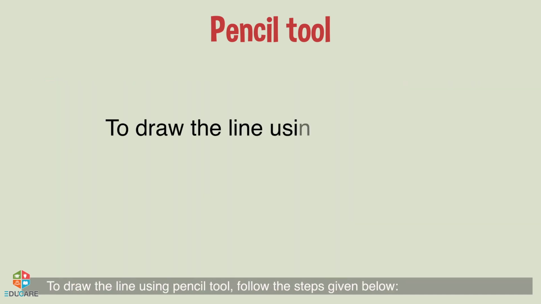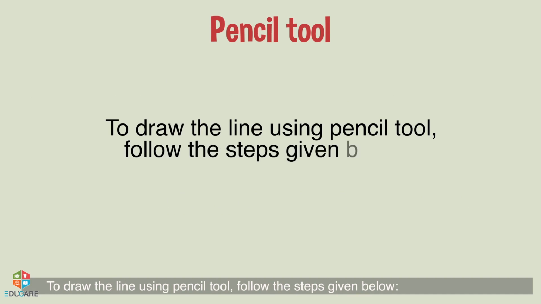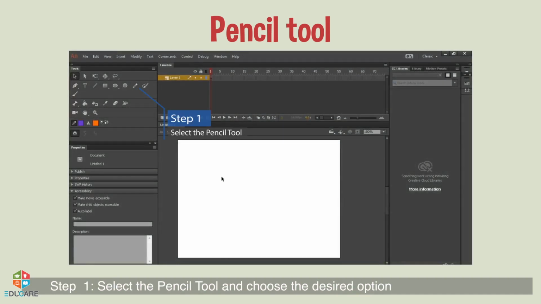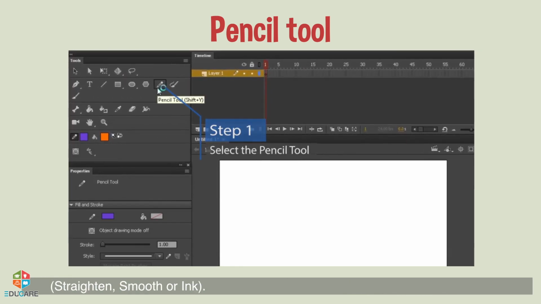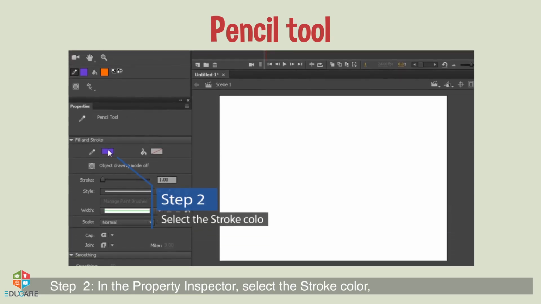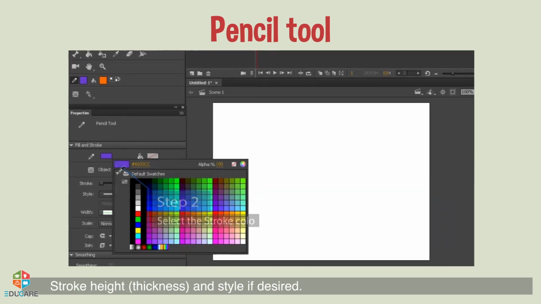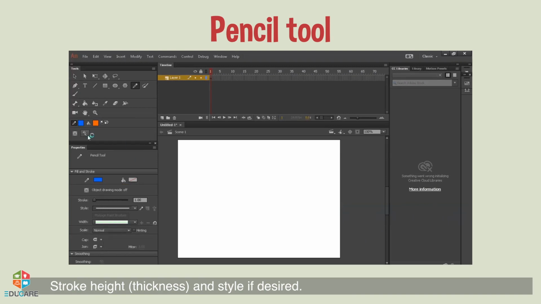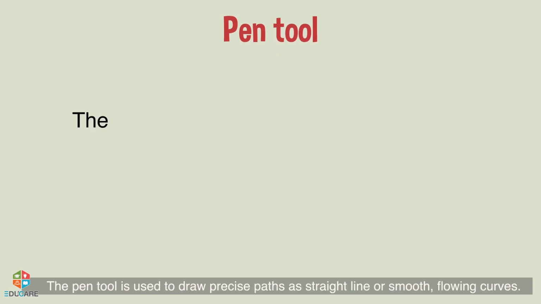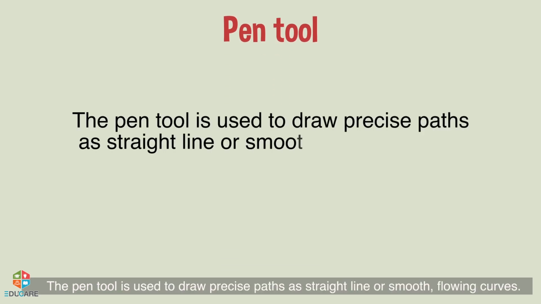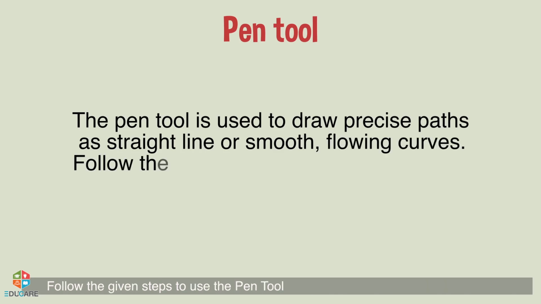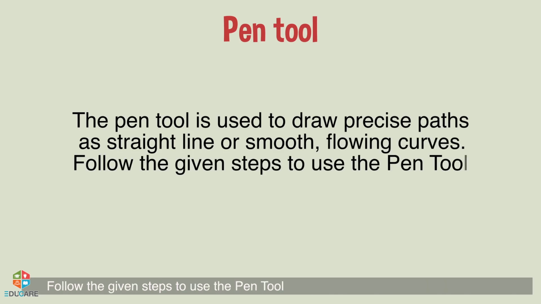To draw the line using pencil tool, follow the steps given below. Step 1. Select the pencil tool and choose the desired option, straighten, smooth or ink. Step 2. In the Property Inspector, select the stroke color, stroke height or thickness and style if desired. Pen tool. The pen tool is used to draw precise paths as straight line or smooth flowing curves. Follow the given steps to use the pen tool.